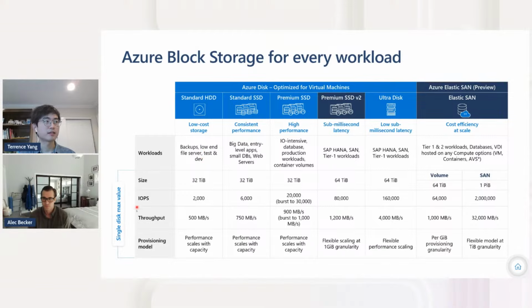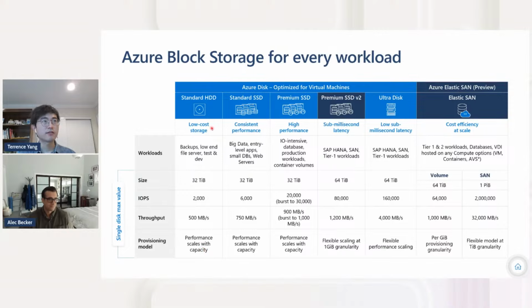The bottom of the chart shows you the single disk maximum values. A single disk's maximum size can be 32 terabytes, with a maximum IOPS of 2,000 and a maximum throughput of 500 megabytes per second. The provisioning model is that performance scales with capacity. We will show you a few examples later in the live demo session.